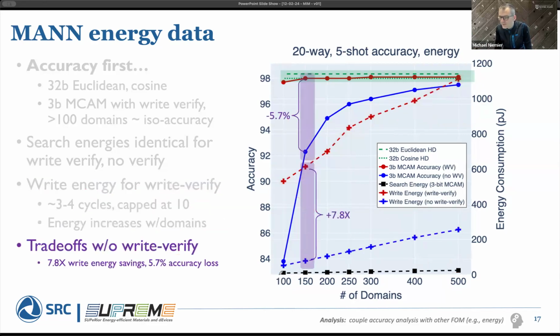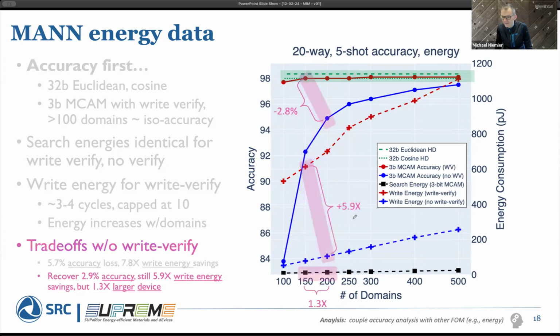All right, so we used this study to try to understand what trade-offs there might be with respect to, say, accuracy. If I were to forego write and verify, let's look at this 150 domain device. Well, I'm going to lose almost 6% in accuracy. Sorry about that, I don't know why my computer keeps advancing itself. But I'm going to gain almost 8x in terms of write energy. So there's a trade-off to be had there.